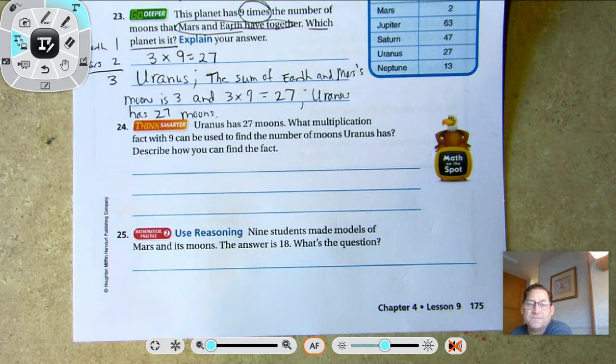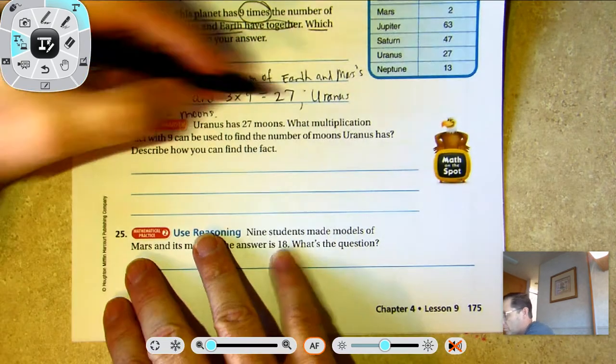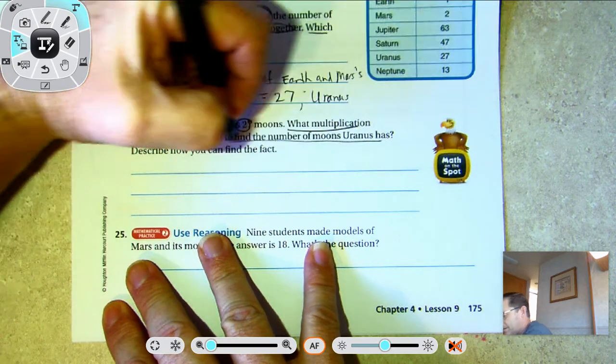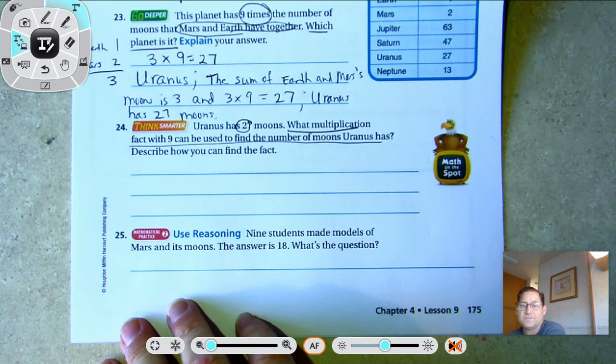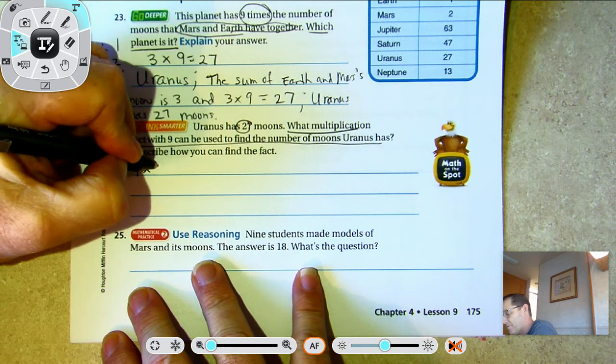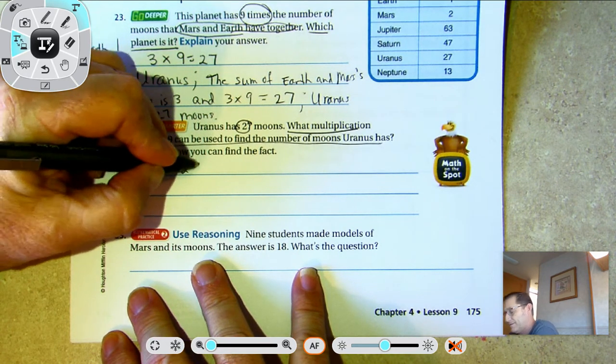What multiplication fact with 9 can be used to find the number of moons Uranus has? Describe how you can find the fact. Well, that's kind of interesting because we just did that. So we know what has 27 moons. What multiplication problem with the fact 9 can be used to find the number of moons? 9 times 3 equals 27.